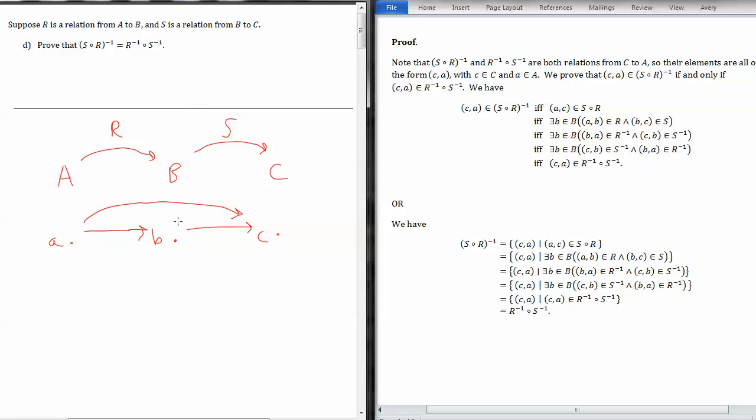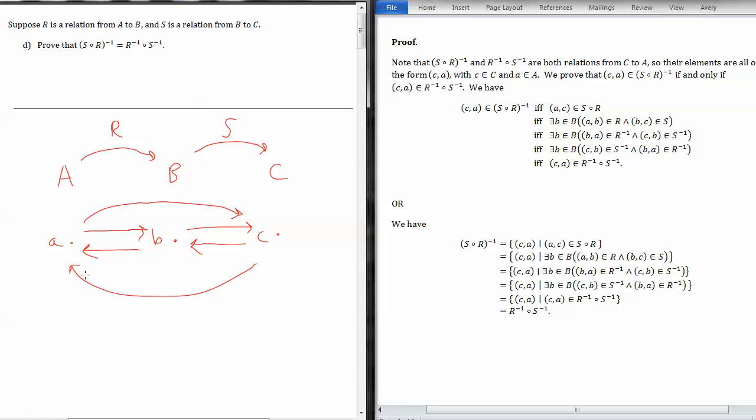And then we're going to take the inverse of that, and so that's going to just change the direction of the arrow. So we would get that CA is in the left-hand side of my equation. Well, what does an element of the right-hand side look like? First, we're supposed to take an element of S inverse, which would be something like CB, and compose that with an element of R inverse, which would be something like BA. And when we compose those, we get the same thing we got before, CA.